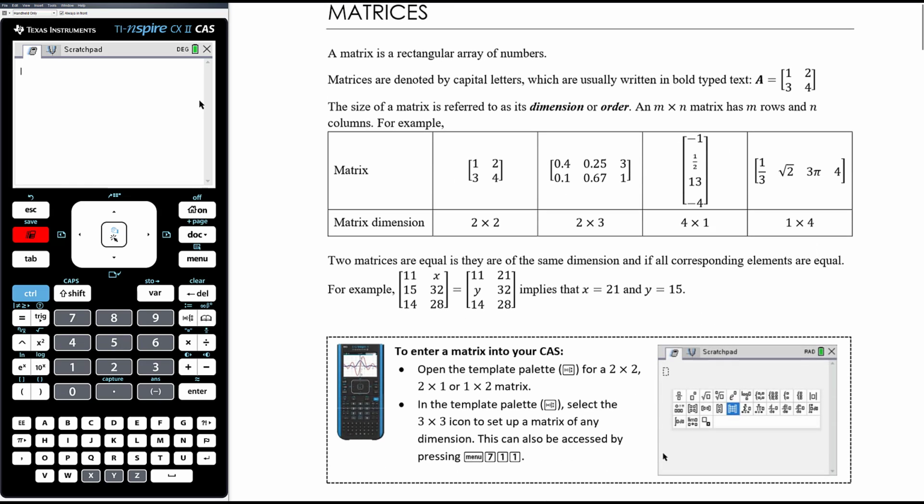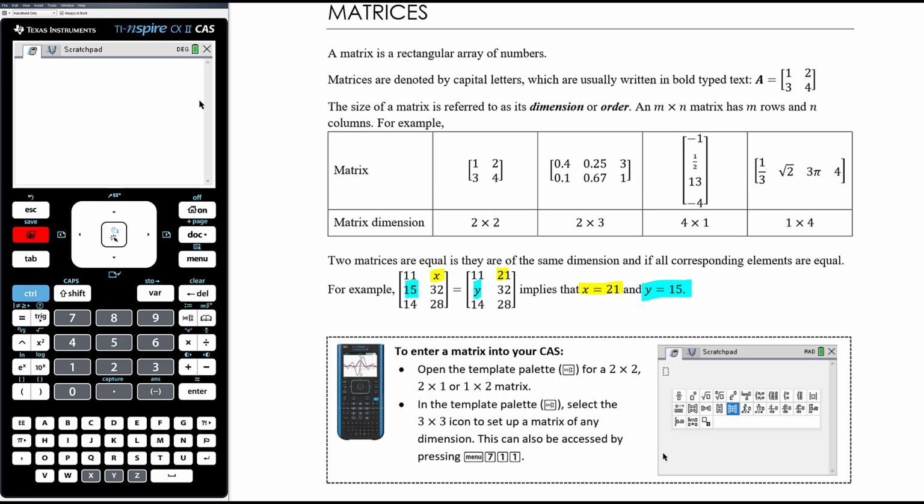Okay, so some other basics. Two matrices are equal if they are of the same dimension and if all corresponding elements are equal. So for example, if these two matrices are equal, they're obviously of the same dimension, so that's covered. But from that, if we know that they're equal, we can therefore infer that x has to equal 21, and we can also infer that y has to be equal to 15.